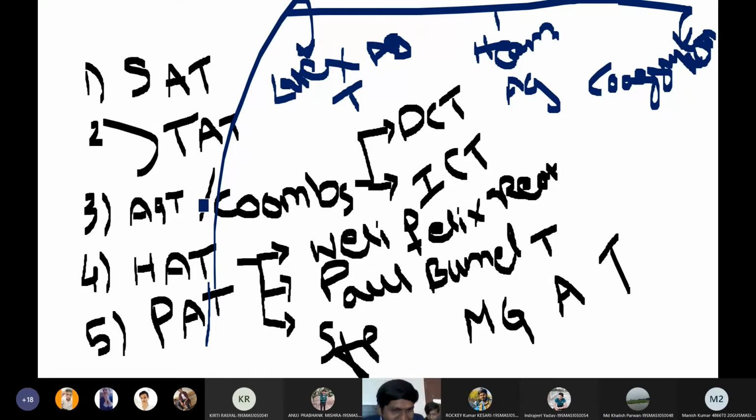Antiglobulin test is also called as Coombs test, Anuj. Here we have 2 types of Coombs test. Coombs test or antiglobulin test is the same. So we have 2 types of Coombs test: direct Coombs test and indirect Coombs test. Is that clear for you, Anuj?